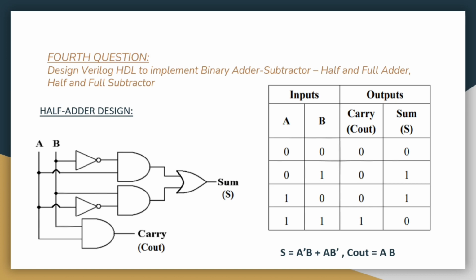When you have 0, 0 as inputs, you will get carry out as 0 and sum as 0. When you have 0, 1, you will get 0, 1 as output. 1, 0, you will get the sum as 1 and output of carry out as 0. And when you have 1, 1, the carry out will be 1 and sum will be 0. The expression will be A dash B plus B dash A, and carry out will be AB.